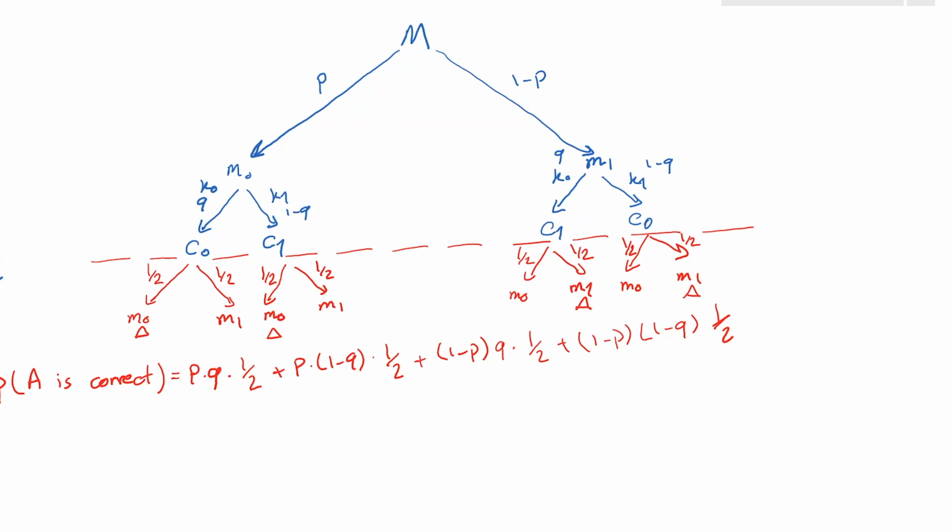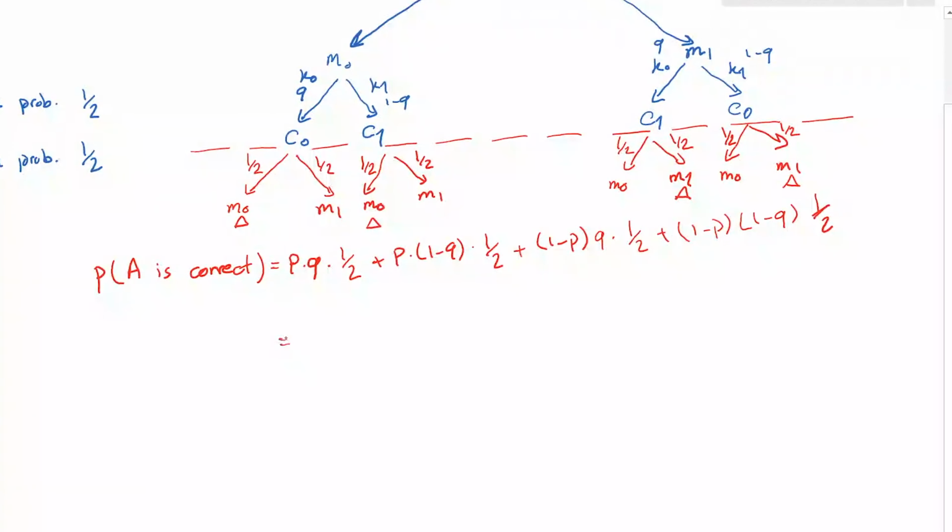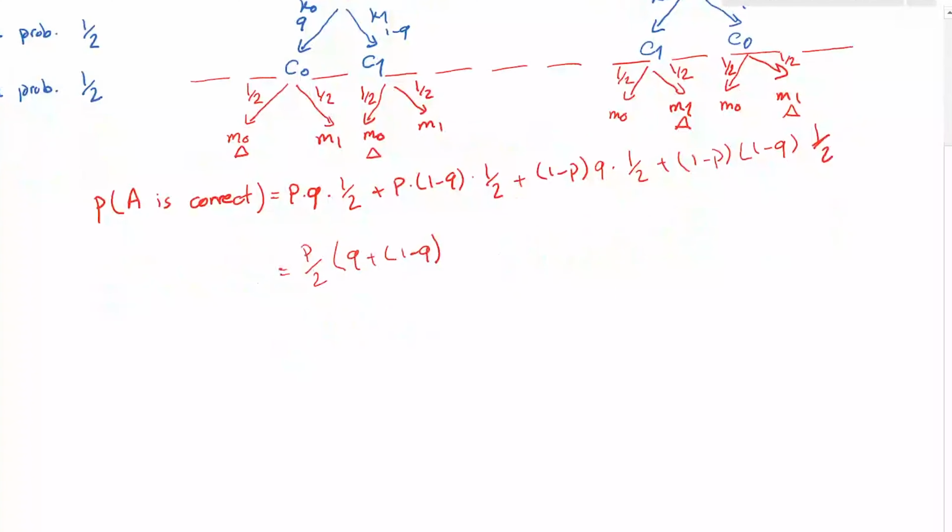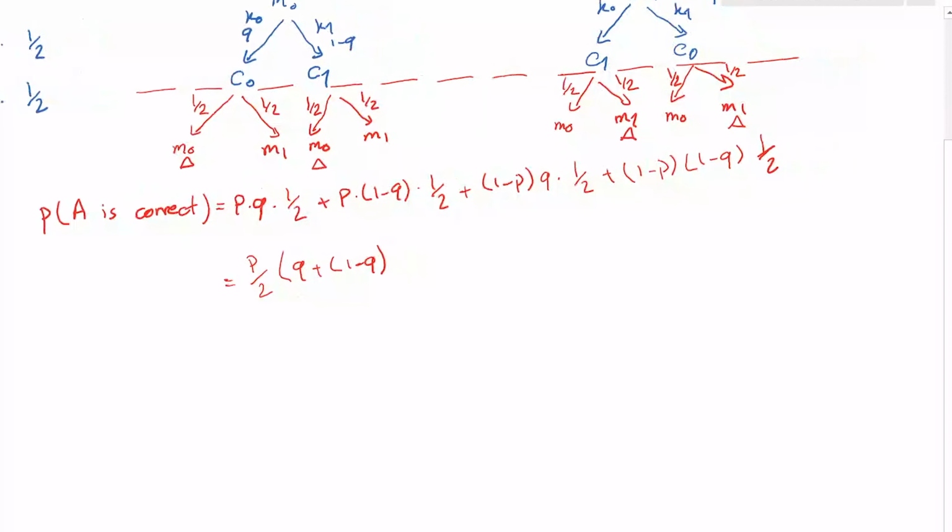So if we just rearrange this formula over here, how can we rearrange this one? I can see that this one has Q and this one has Q. So what I can do is get this P over 2 factor, and then I would have Q from here plus 1 minus Q from here, right? So let's review. I try to get these two together. So I have P over 2 in common. Then I would have Q from here and 1 minus Q from here.